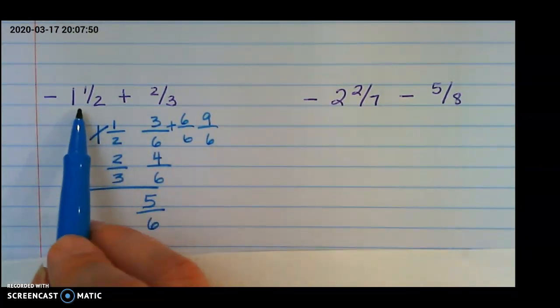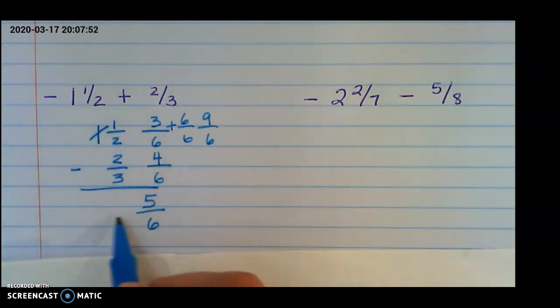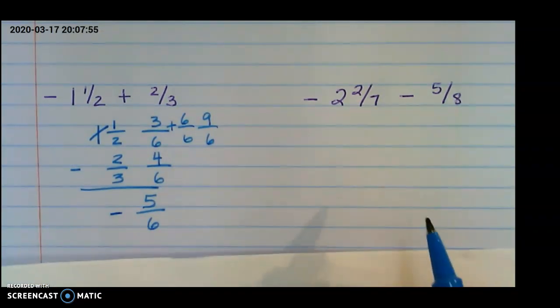But my largest absolute value was negative. So that means my answer is negative 5/6.